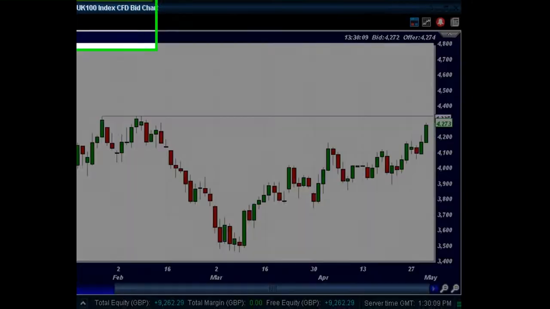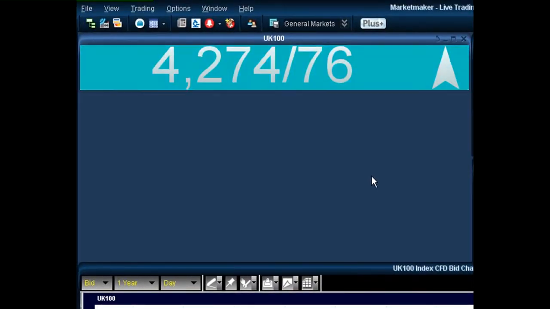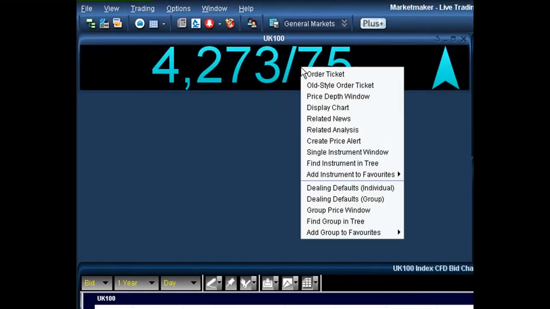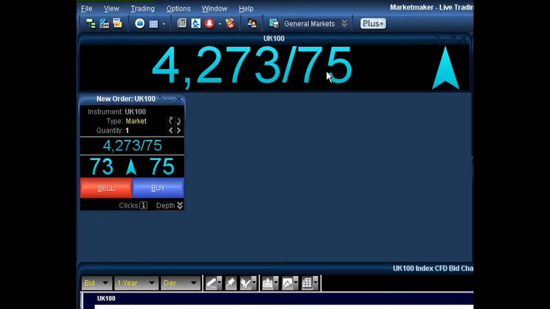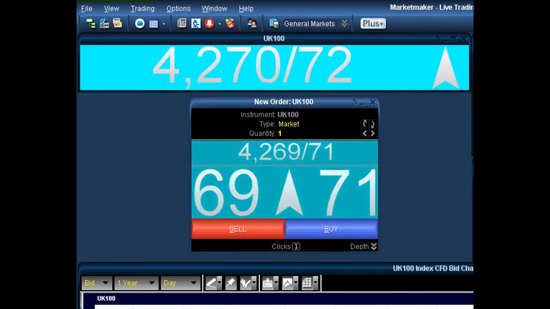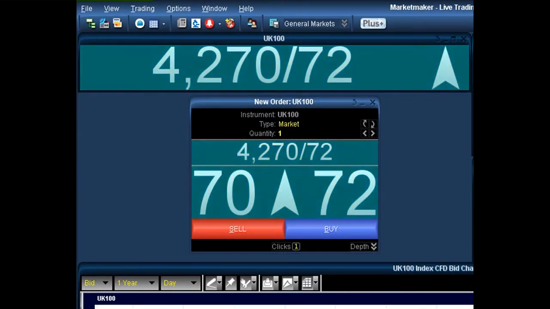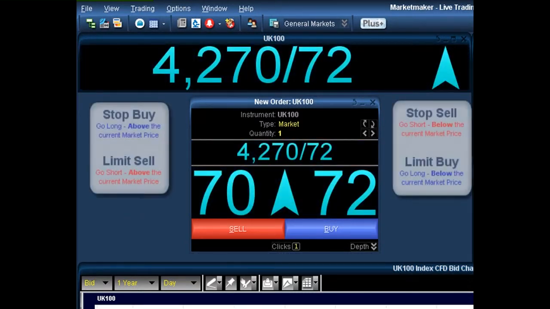Okay, so how do we go about doing that? Well, what we need to do is firstly bring up an order ticket on the UK 100 index. Again, we can simply double click on the instrument, or right click and click on the order ticket, and it will populate just below. Now the order ticket is showing us the type of instrument, the UK 100, but the type of order that we have up there at the moment is a market order. What we need to use is either a stop order or a limit order to enter the market.